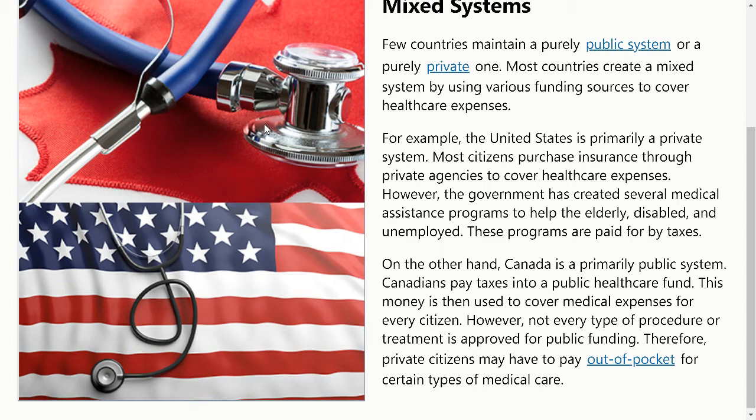Alright, so then you've got mixed systems. Few countries maintain a purely public system or a purely private one. Most countries create a mixed system by using various funding sources to cover healthcare expenses. For example, the United States is primarily a private system. Most citizens purchase insurance through private agencies to cover healthcare expenses. However, the government has created several medical assistance programs to help the elderly, disabled, and unemployed. These programs are paid for by taxes.